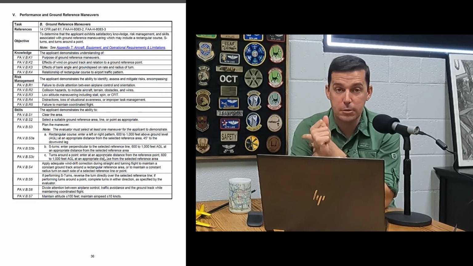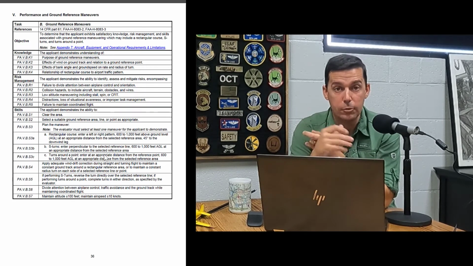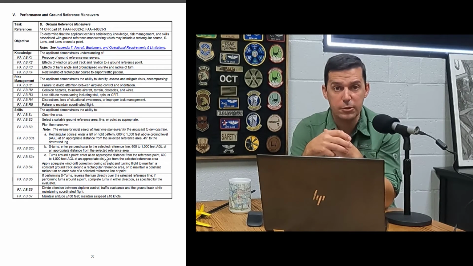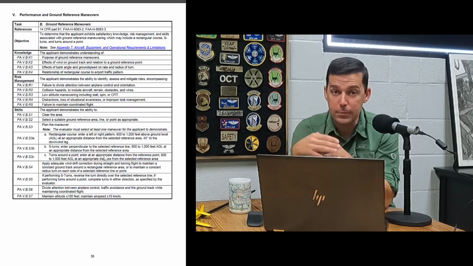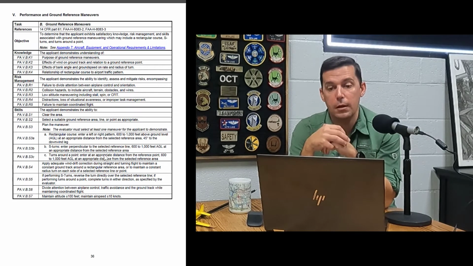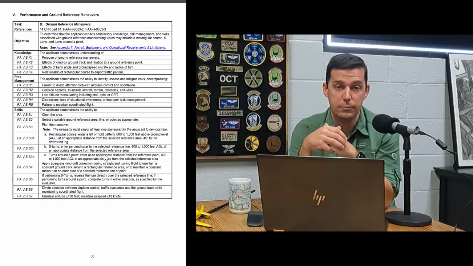One of the risk management items is failure to divide attention between the ground reference and aircraft control. So that's a big one there. Collision hazards. If you're not doing clearing turns, collision hazards are a real big deal at this altitude, because at 600 to 1,000 feet, you can bet that there's some obstacles down there, especially in this neck of the woods where we have some mountains very nearby the airport that are over 1,000 feet, and the towers on top of those are well above 1,000 feet. So if you're not doing a clearing turn, you could definitely put yourself in an unsafe situation there.